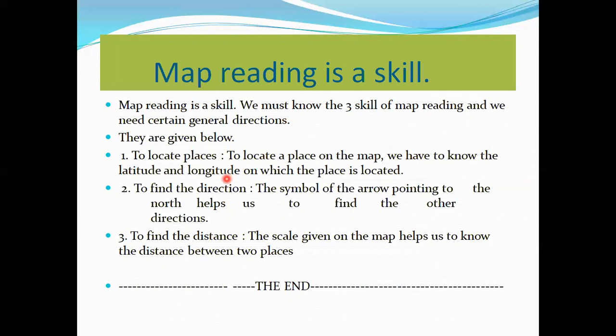And the second one is to find the direction. The symbol of an arrow pointing to the north helps find the direction. If it is pointing to the north, that is the north direction. If you find the north direction, you can find the other three directions very easily. And the third one is to find the distance. How will you find the distance? The scale given on the map helps us to know the distance between two places.